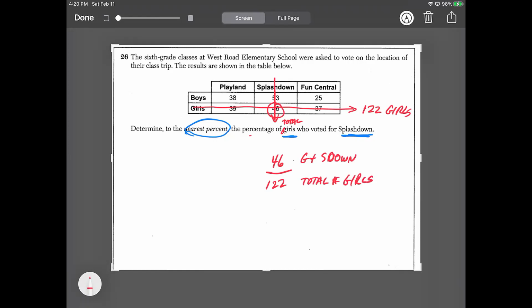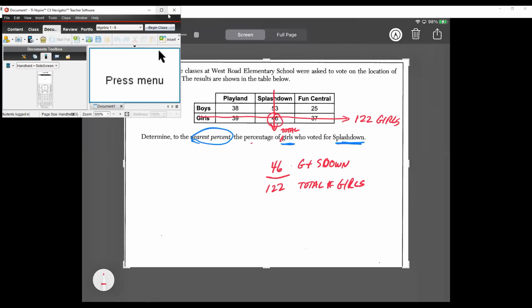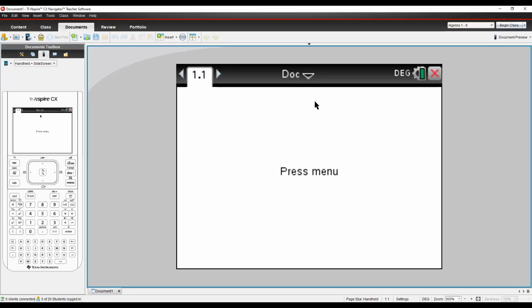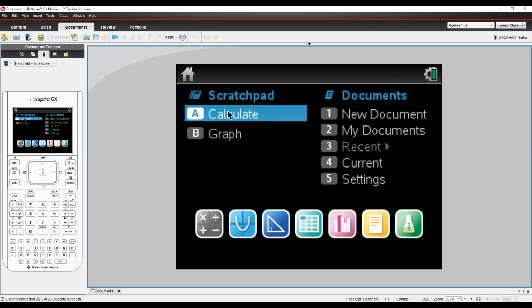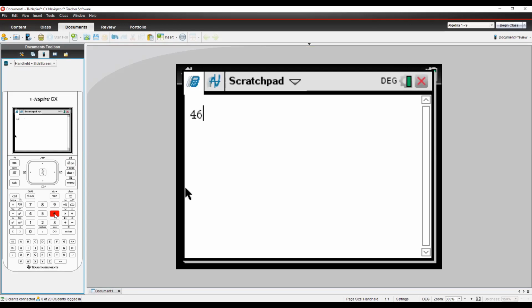Now I'm going to calculate the percent. So I need the calculator now. So let's go get that. Let me go get the calculator. From here, from the home screen, I'm just going to use the calculator. And then I'm going to do 46 divided by 122.